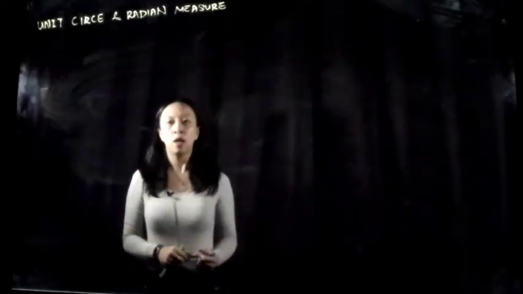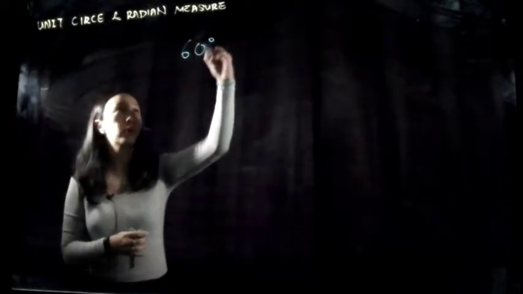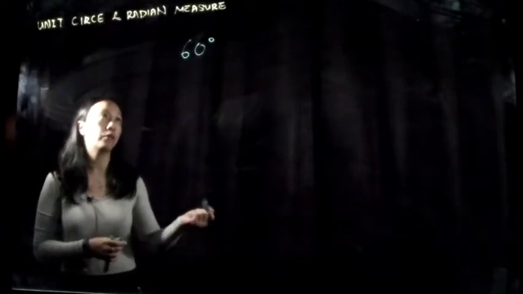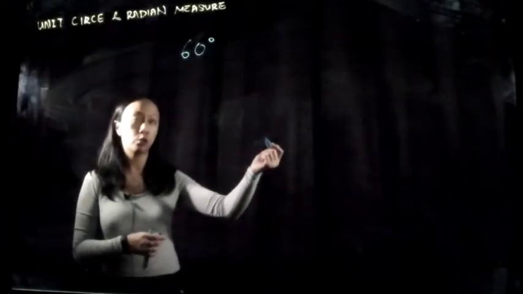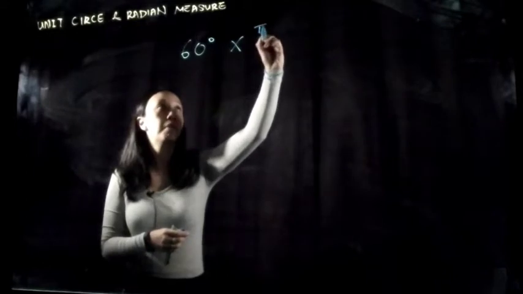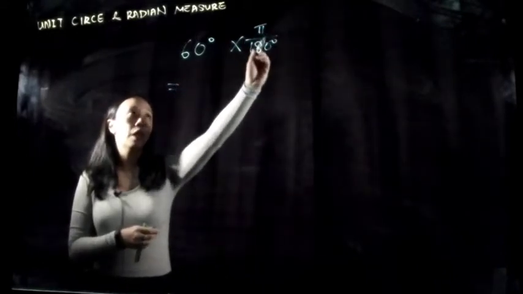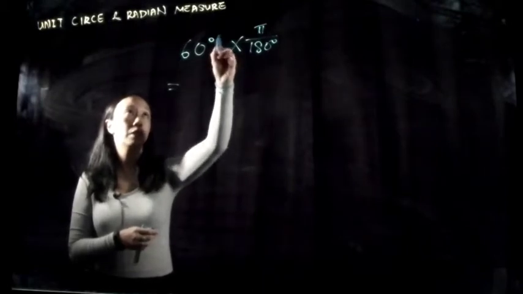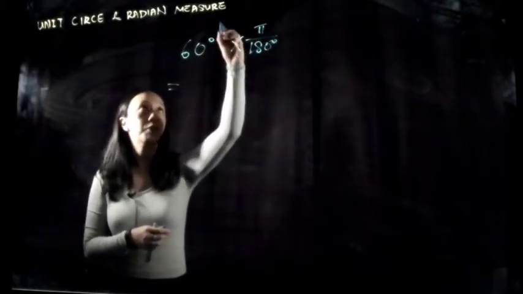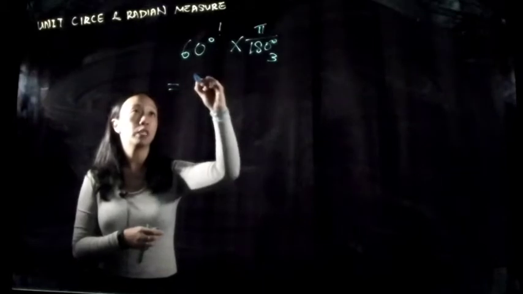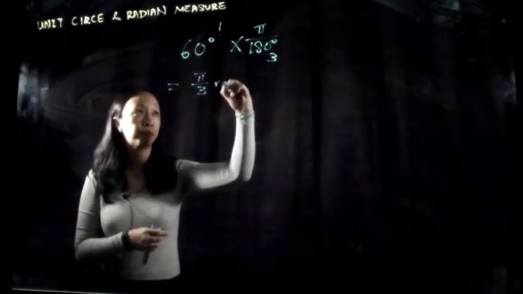Okay, so let us do some practice on how to convert from degrees to radian. For example, 60 degrees. How do you convert to radian? As we said just now, to convert to radian, you have to times pi over 180. So what do we get? 60 times pi over 180, you can simplify this to become 1 over 3. So it's pi over 3 radian.